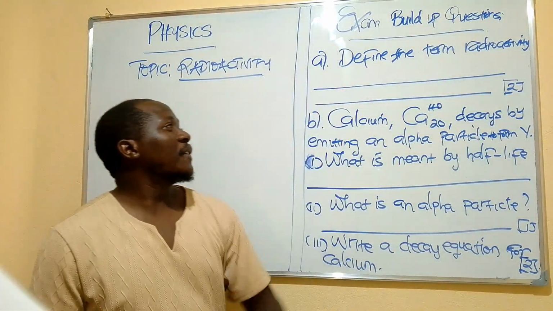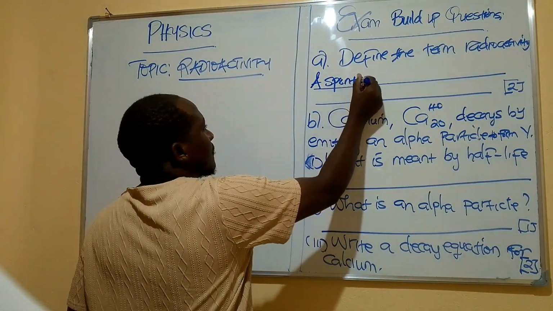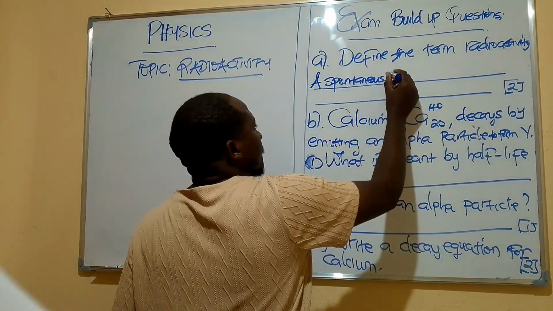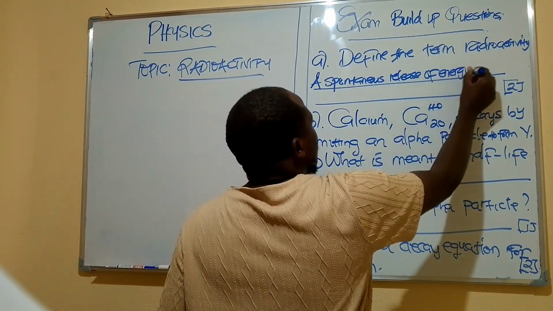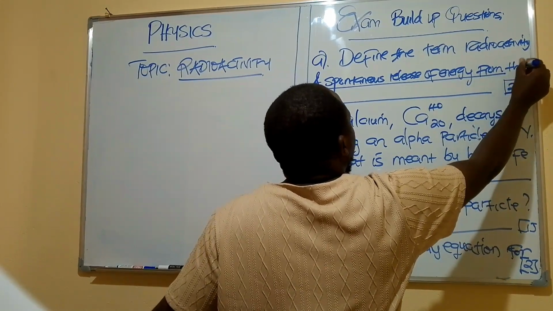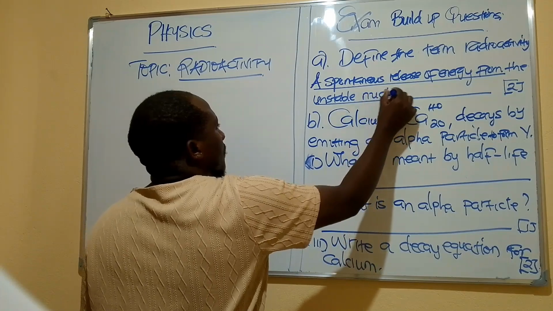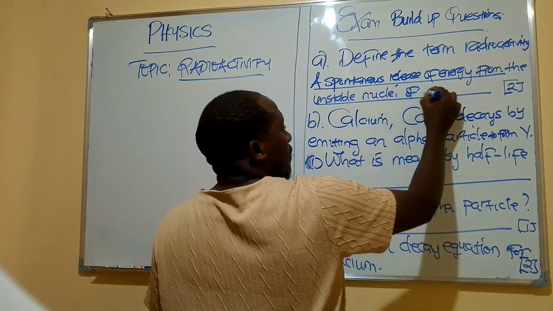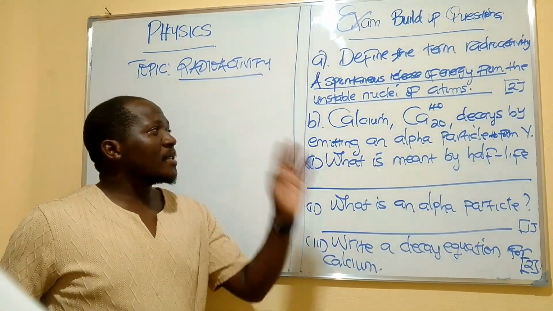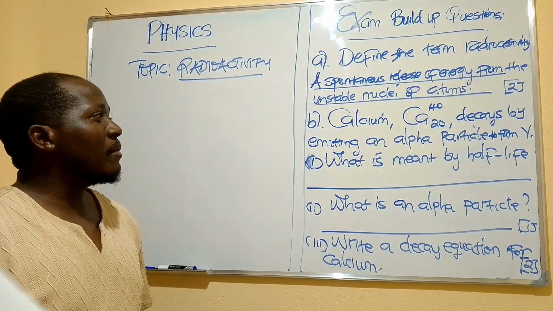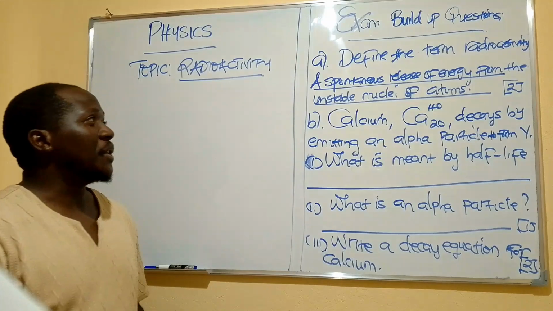And then we've got a question: define the term radioactivity. So here we're going to say a spontaneous release of energy from the unstable nuclei of atoms, or we can say radioactive substances. A spontaneous release of energy from the unstable nuclei of atoms is what scientifically is known as radioactivity.